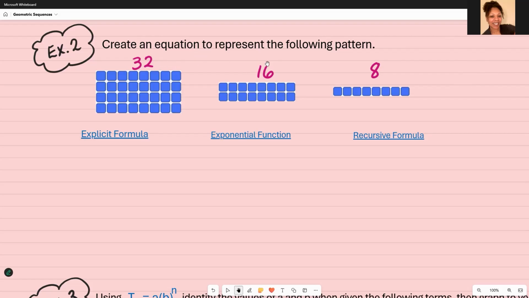As I'm looking at this, I see that I'm actually taking half each time. 32 divided by 2, 16. 16 divided by 2 is 8. Therefore, the ratio will be 1/2. I'm also going to need to know A sub 1, and that's the first term that you see in your sequence. A sub 1 is 32.